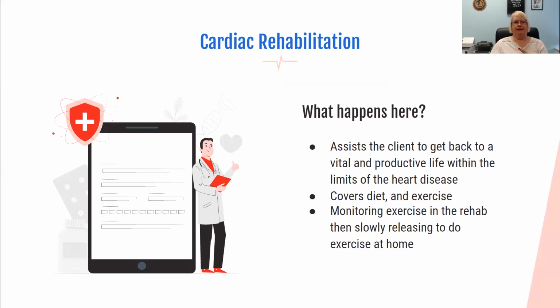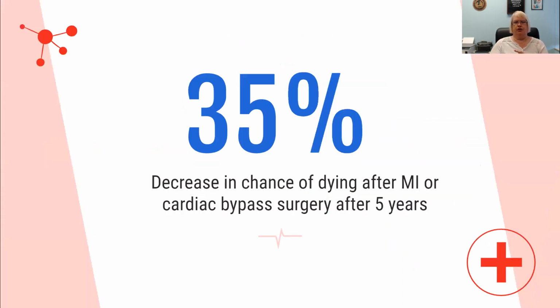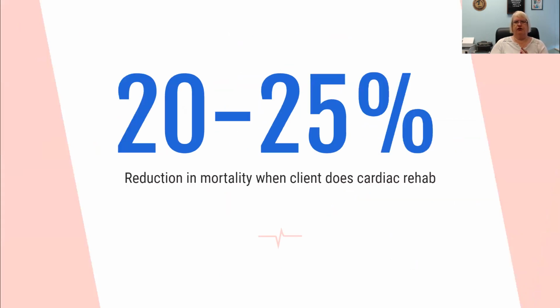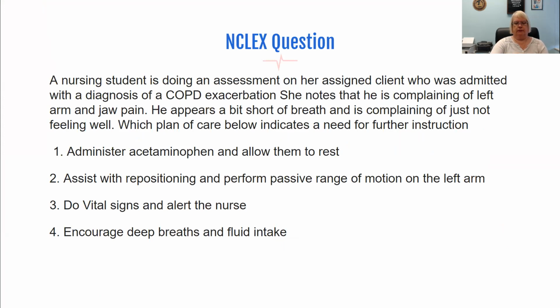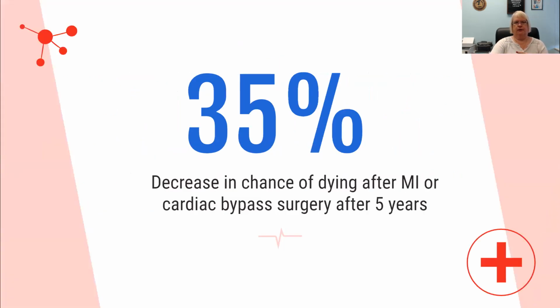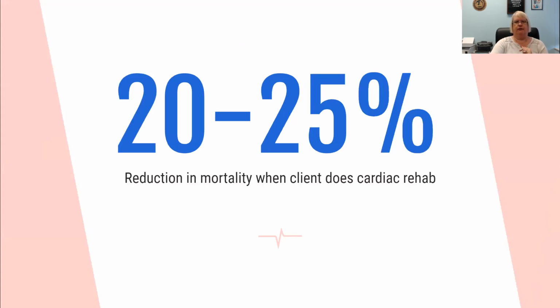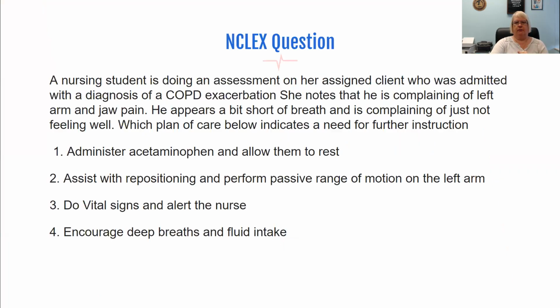It covers diet and exercise. We're monitoring exercise in the rehab, and then we slowly release them to do it outside. There's a 35% decrease in the chance of dying after an MI or cardiac bypass surgery after 5 years if they do cardiac rehab. There's a 20 to 25% reduction in mortality when a client does cardiac rehab. So it's a 35% decrease in the chance of dying. Okay. And then 20 to 25% if they do the cardiac rehab.